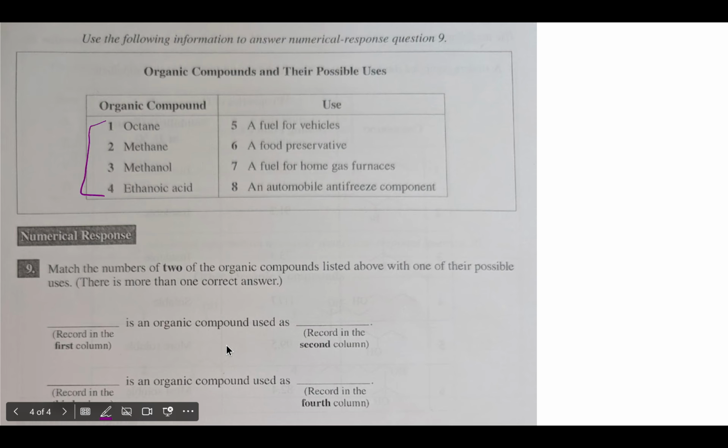Depending what we're picking, I'm going to start on this list here. Fuel for vehicles, that would be octane, right? And you can think of when you go get gas, you have octane at the pump. So if I were to pick that one, I'd have 1 and 5.